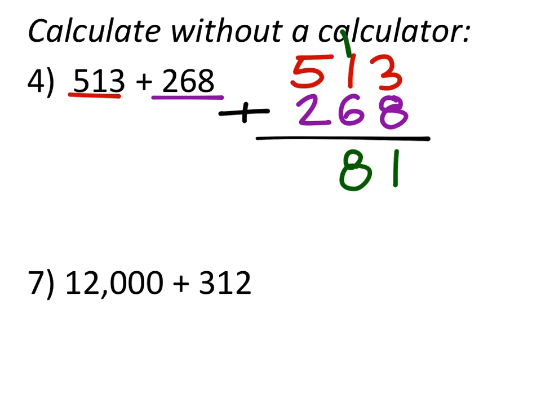And then there's no ones to carry over into the hundreds, so I'm just going to add those 5 and 2, bam, 7. So 781. Now we don't need to round this one, so this would just be the final answer. It may ask you to round these later on, but this will do for now.